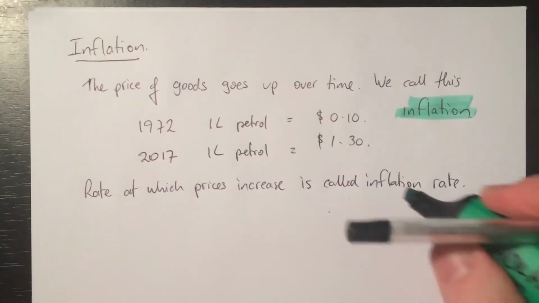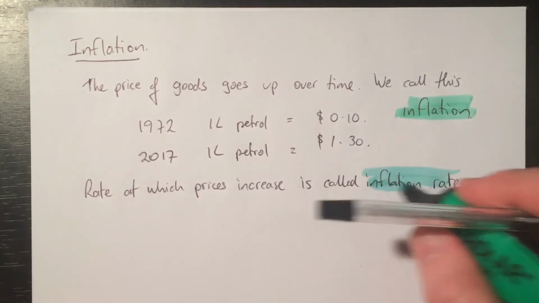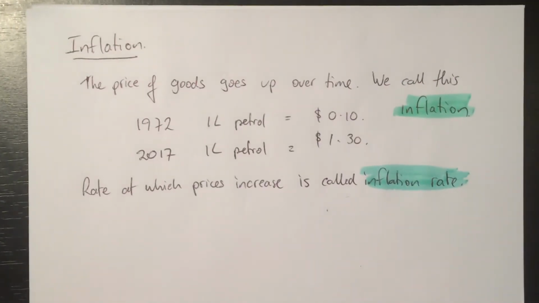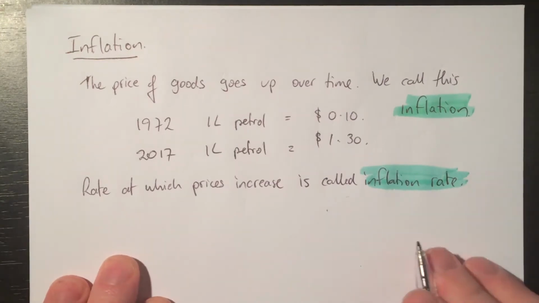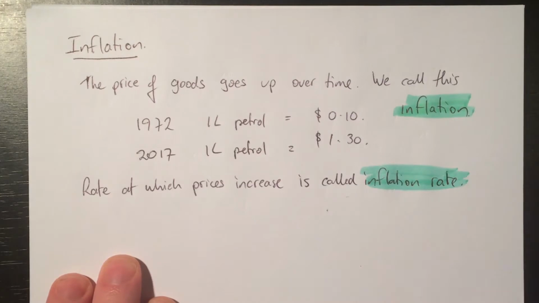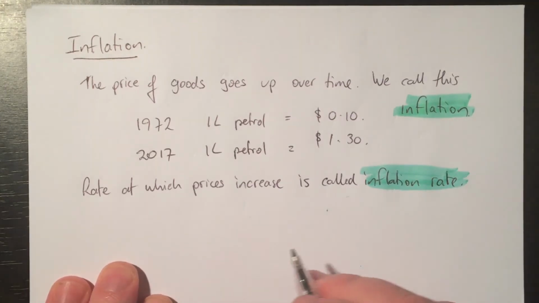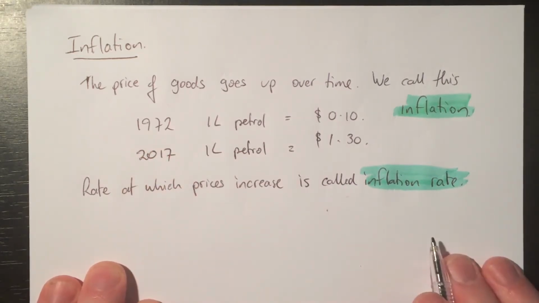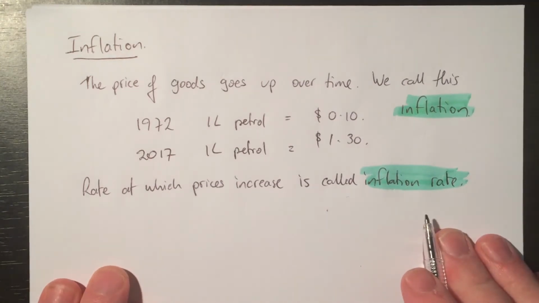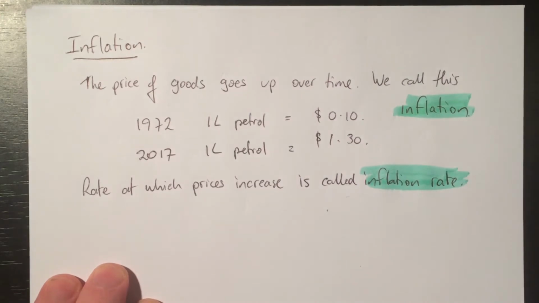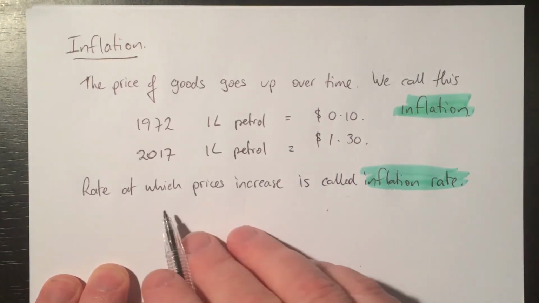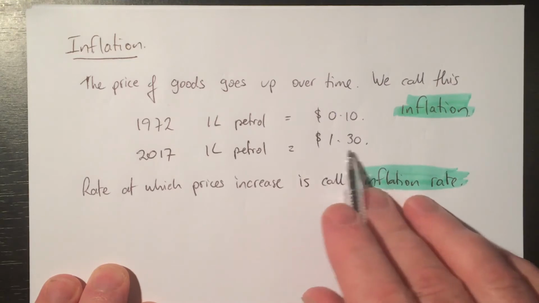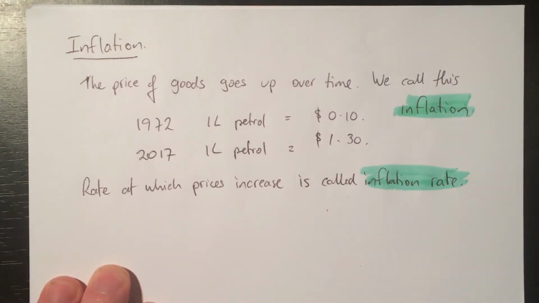And if we know what the rate of inflation is, and what the present value of an item is, it's possible for us to work out what its value will be at some point in the future. For example, in 2017, the rate of inflation in Australia is approximately 3%. So if we were to purchase 100 litres of petrol today, it would cost $130.